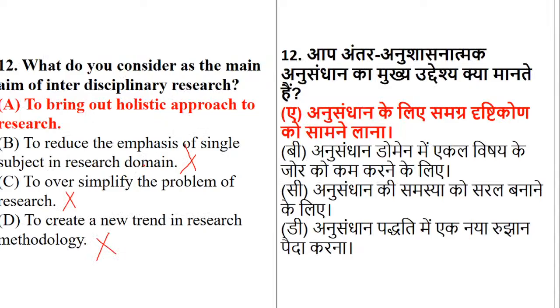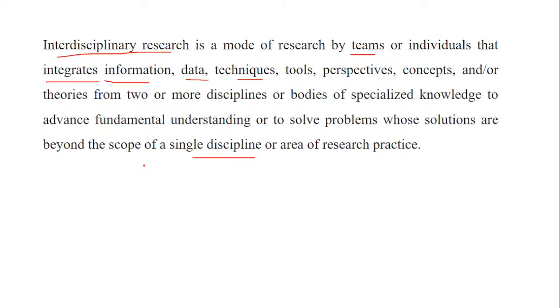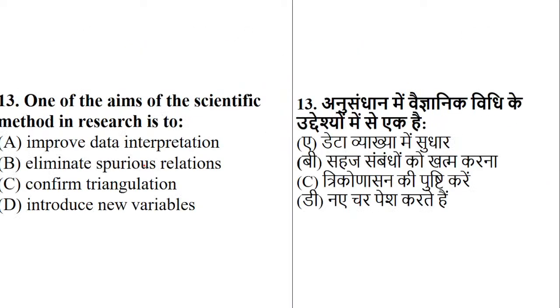Okay, and the 12th question is also clear with everyone. So can I move to question number 13? Question number 13 asks: one of the aims of scientific method in research is what? That is why we have to use the scientific method of thinking in research. Whether to improve our data interpretation, whether to eliminate a spurious relation, this is one of the previous year questions, whether to confirm triangulation, or whether to introduce new variables. So what is the aim of scientific research?